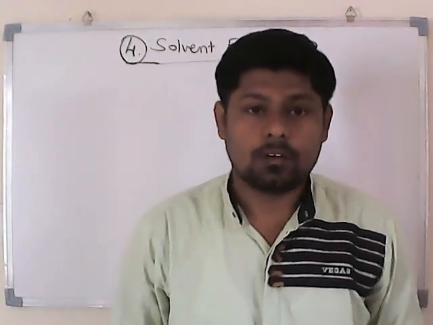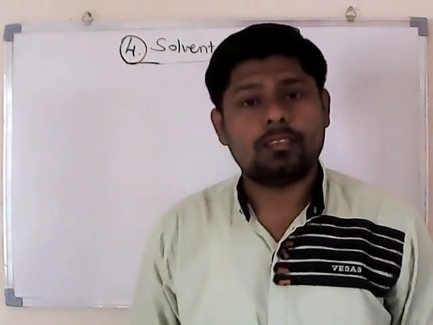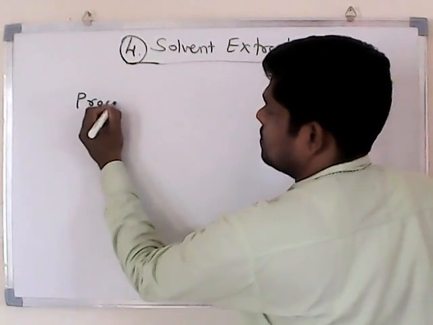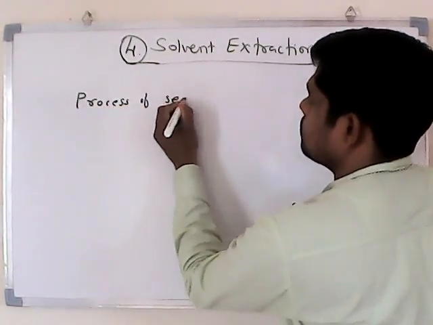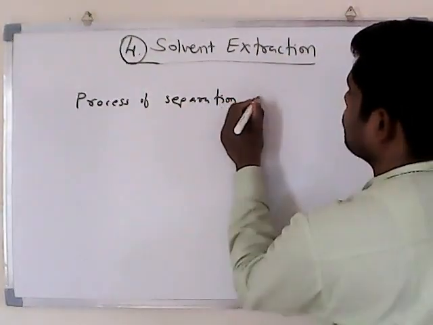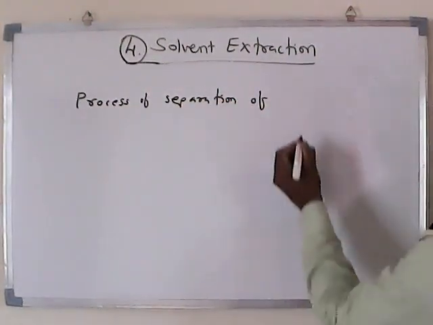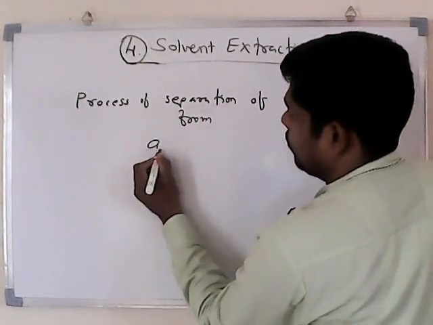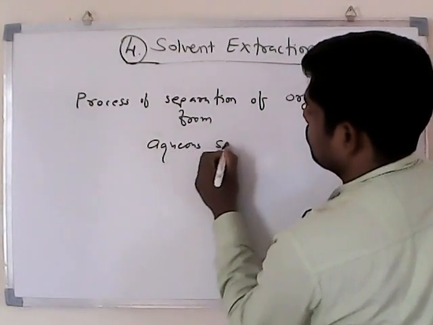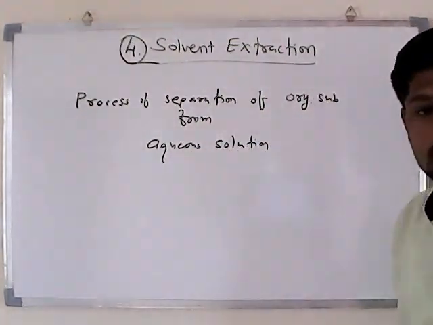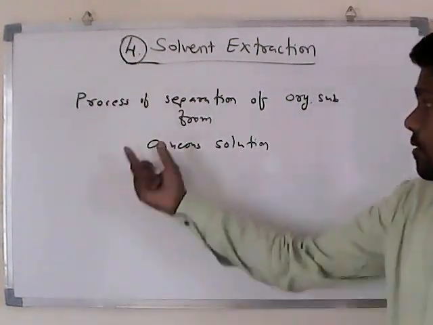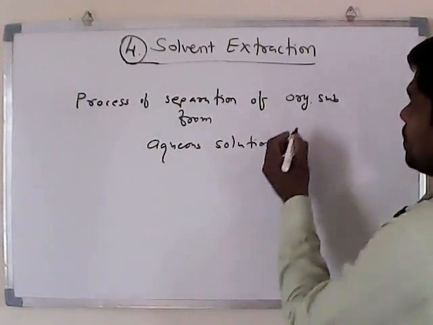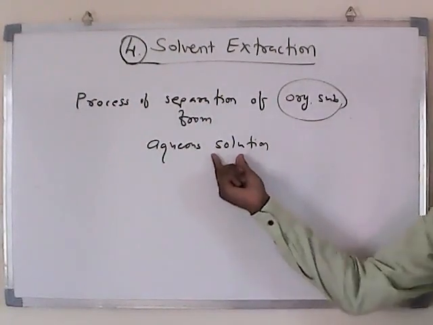Today we are going to discuss solvent extraction. So first, the definition of solvent extraction. Solvent extraction means a process of separation: the process of separation of organic substance from aqueous solution. So that is the definition of solvent extraction. Here your organic substance is dissolved in aqueous solution.